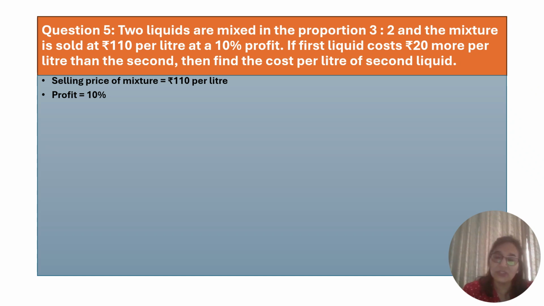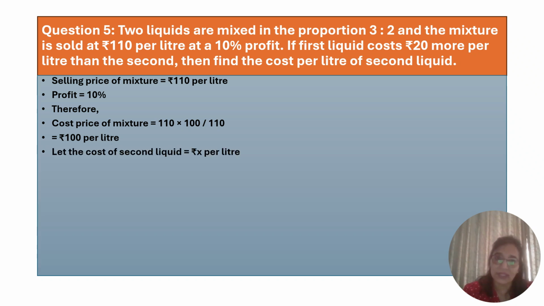What is the profit mentioned? 10%. So therefore cost price, first you need to calculate 110 into 100 divided by 110. Now again, from where did we get 110? Because it is profit of 10%, so 100 plus 10. So when you calculate, you will get cost price as rupees 100 per mixture.